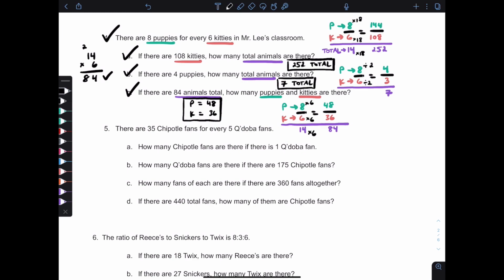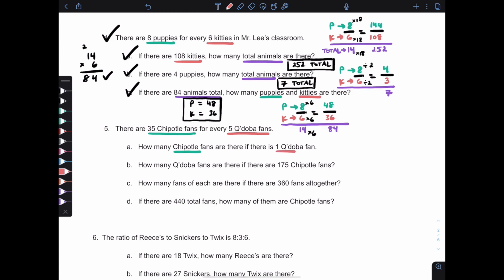Okay, let's take a look at number 5. We have 2 types of fans here. We have Chipotle fans, 35 Chipotle fans for every 5 Qdoba fans. That sounds about right. Chipotle's better. So it says, how many Chipotle fans are there if there is one Qdoba fan?